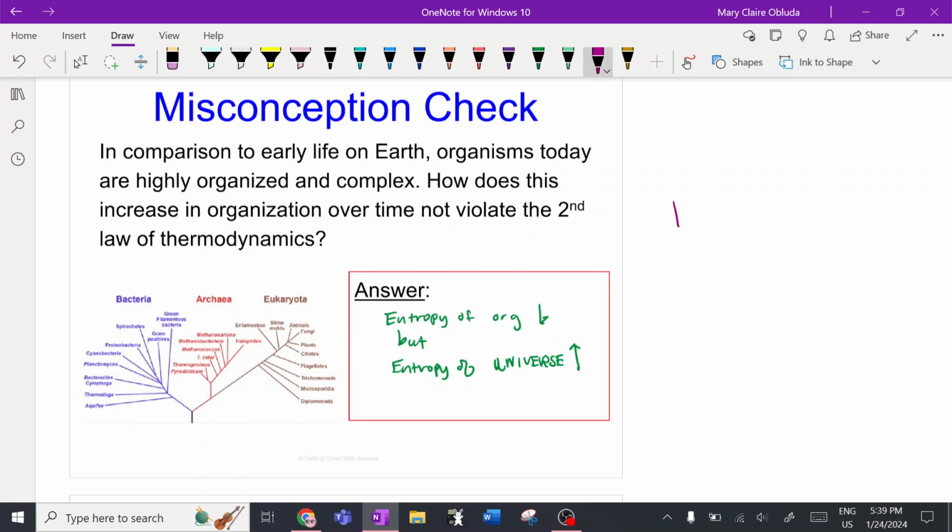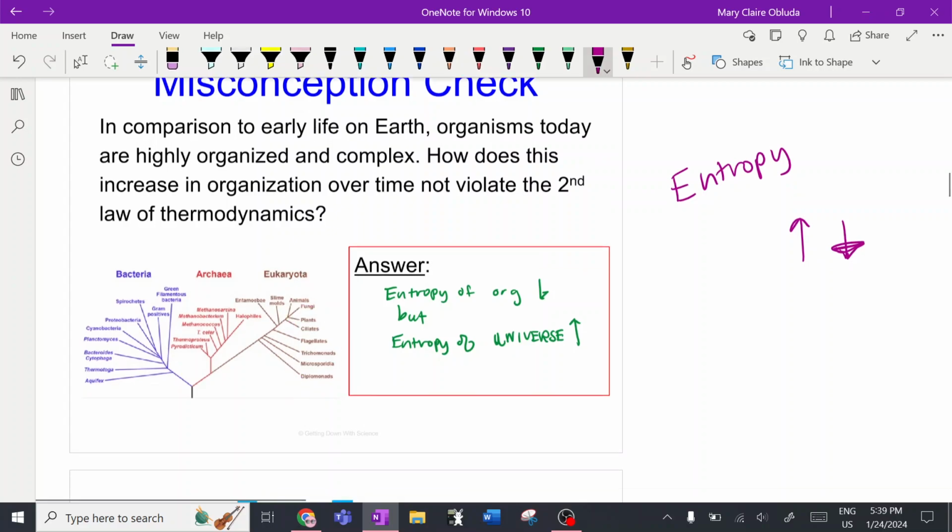It looks like this is simpler and this is much, much more complex. Entropy says that as the energy transformation increases, the disorder should go up and the complexity should go down. However, the entropy of the organism decreases, but the entropy of the universe increases. So even though these are complex, the entropy of the universe is still increasing.